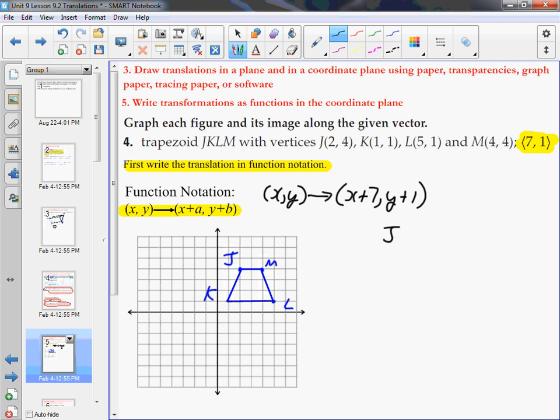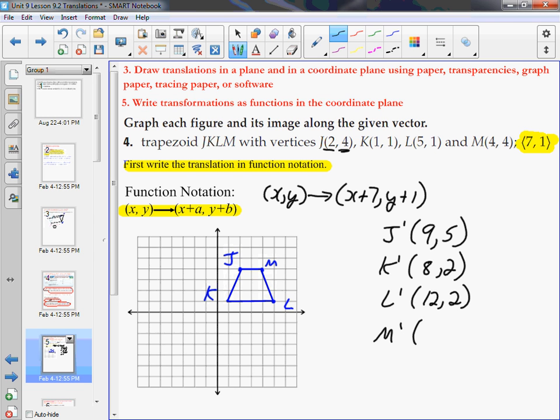Now, applying it to this problem, J prime, its x coordinate will be 2 plus 7, and its y coordinate will be 4 plus 1. What are the coordinates of K prime? 8, 2. Added 7 to the x coordinate, 1 to the y coordinate. So that means L prime must be 12, 2, and M prime must be 11, 5.